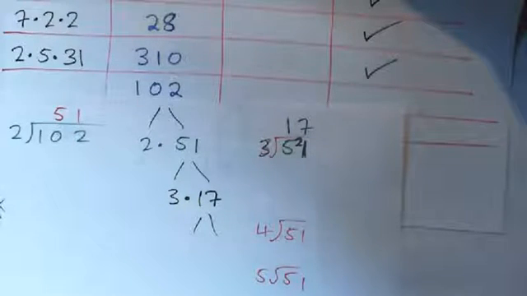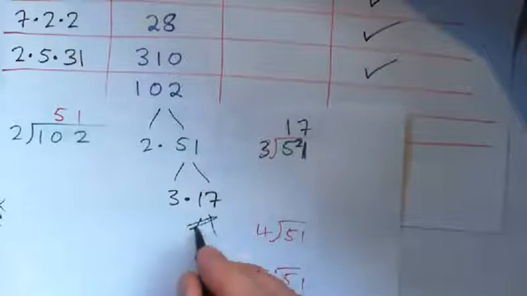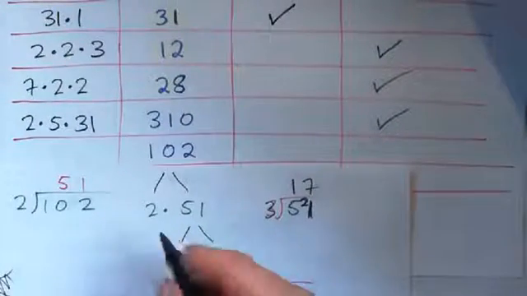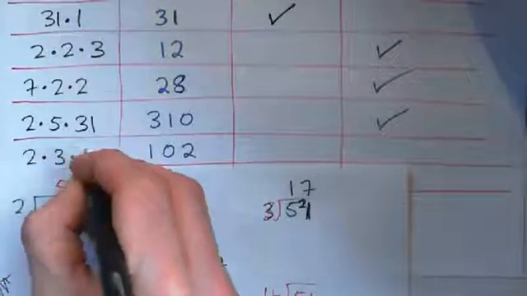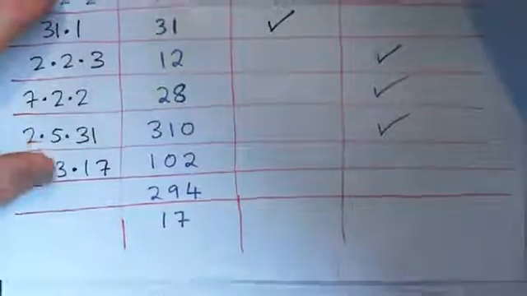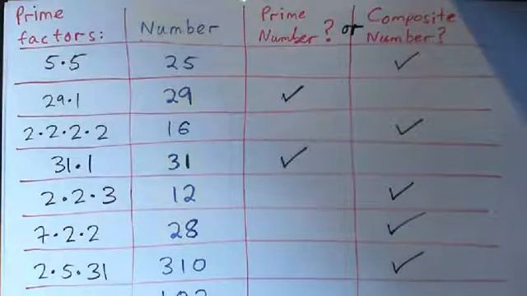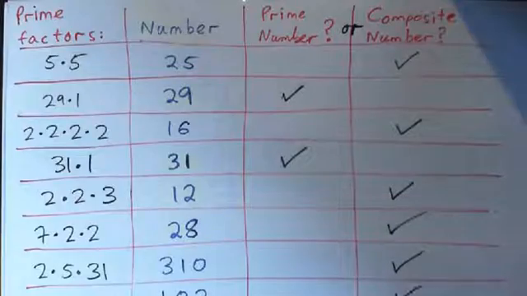2 doesn't go into it. 3 doesn't go into it. 4, does 4 go into it? Does 5 go into 17? Does 6 go into 17? Does 7 go into 17? Does 8 go into 17? Does 9 go into 17? 10, 11, 12? No, that's not going to work, right? So 17 is prime. So 102 can be written 2 times 51 or 2 times 3 times 17, right? Alrighty. So is it prime or composite? It is definitely composite because it was split up, right?